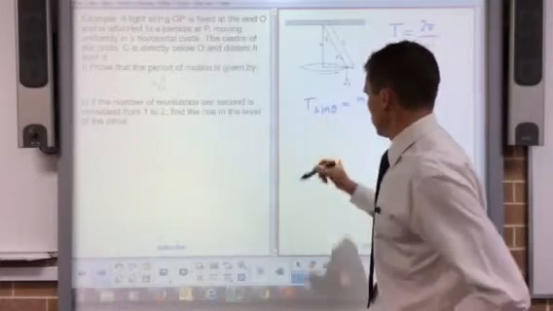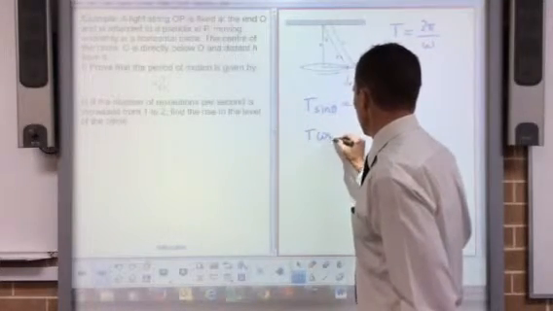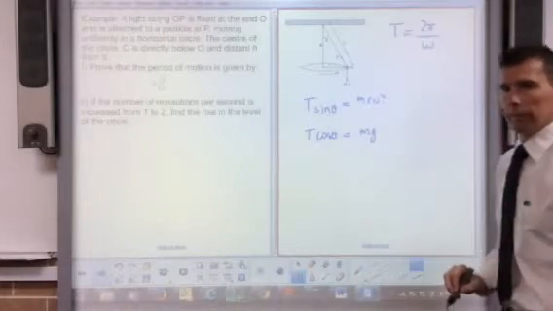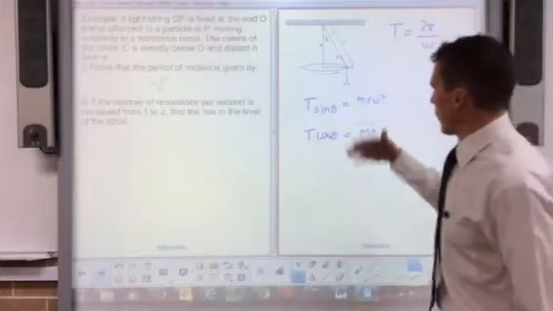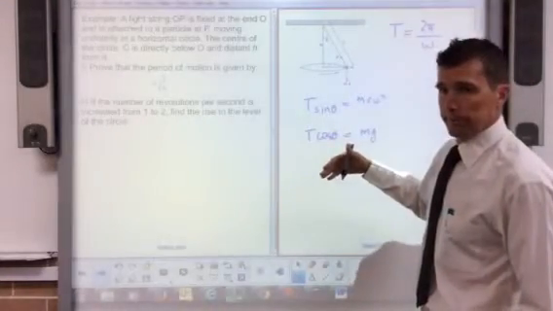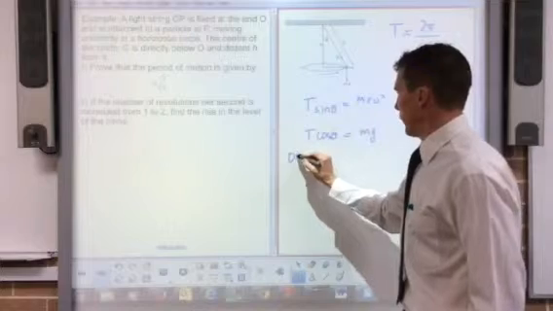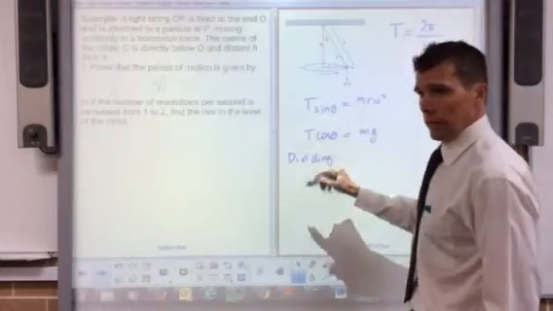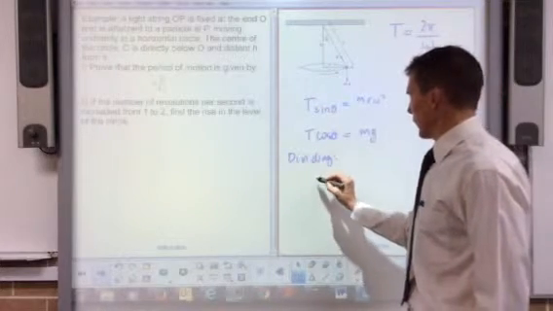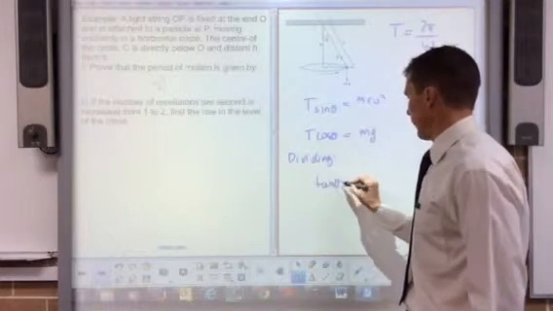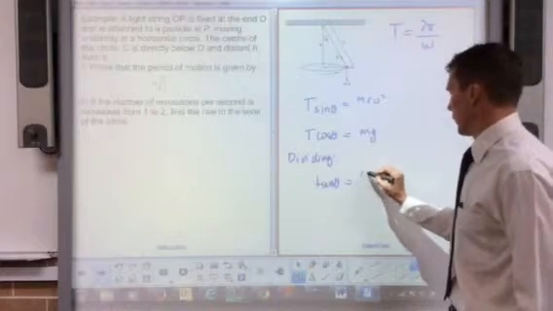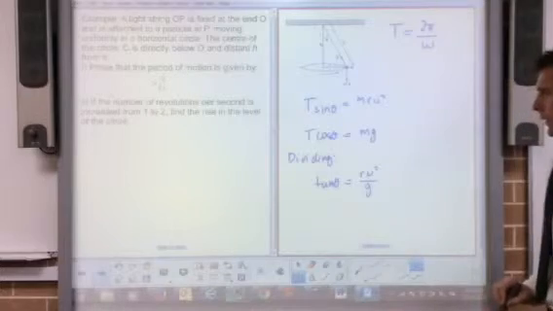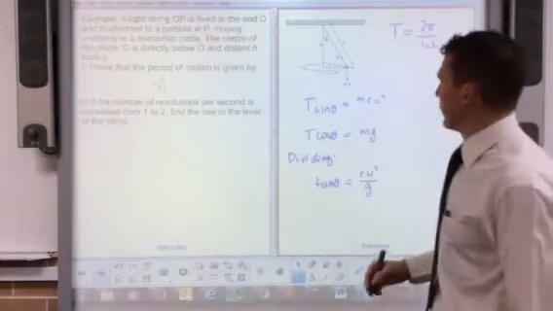And T cos theta equals mg, acceleration due to gravity, or force of gravity. So what I'm going to do is divide these two out. Okay? So if I divide them, the T's will cancel, yeah? So you get tan theta equals r omega squared on g. Okay, which is great. We're on our way.